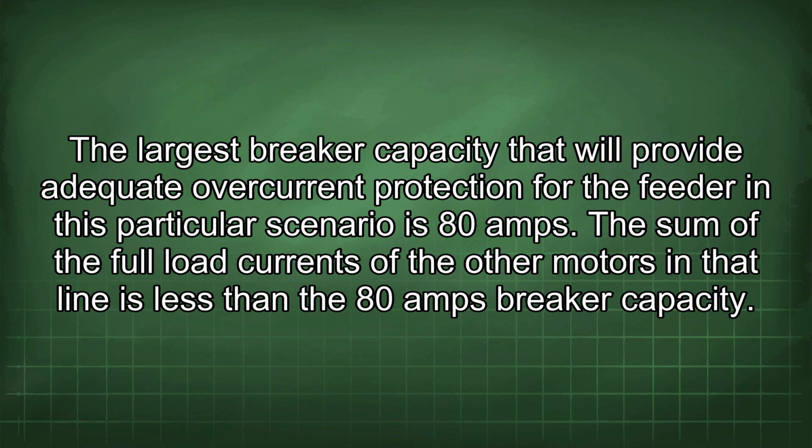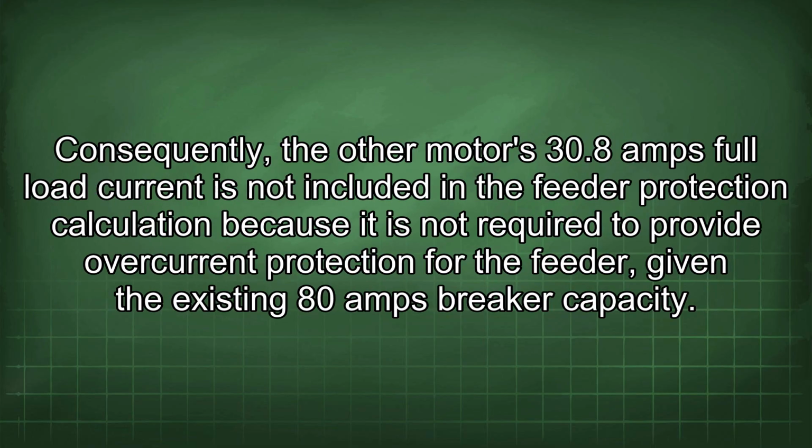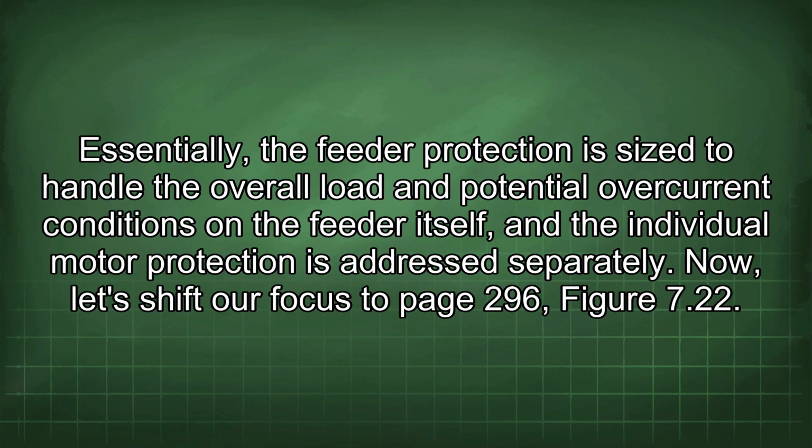The sum of the full load currents of the other motors in that line is less than the 80 amps breaker capacity. Consequently, the other motor's 30.8 amps full load current is not included in the feeder protection calculation because it is not required to provide overcurrent protection for the feeder, given the existing 80 amps breaker capacity. Essentially, the feeder protection is sized to handle the overall load and potential overcurrent conditions on the feeder itself, and the individual motor protection is addressed separately.